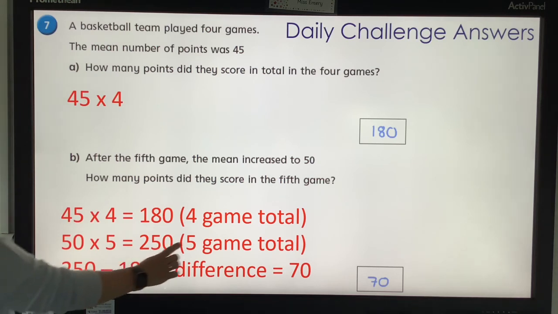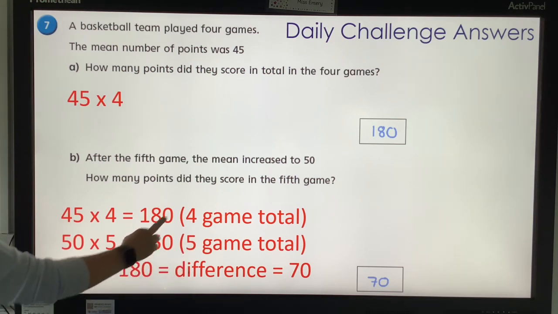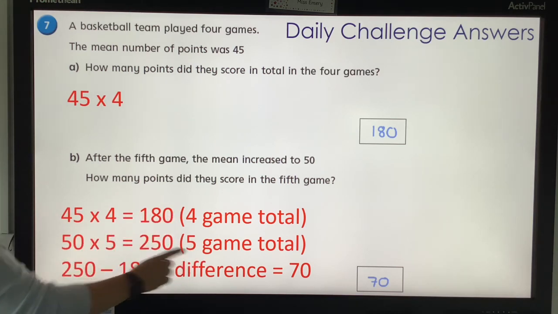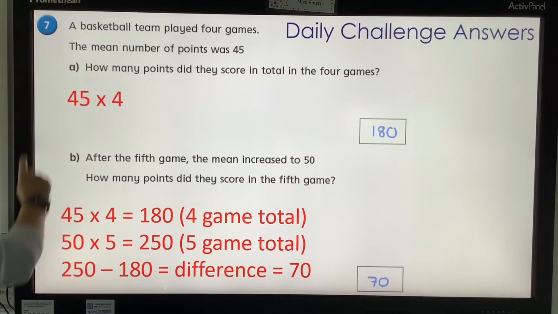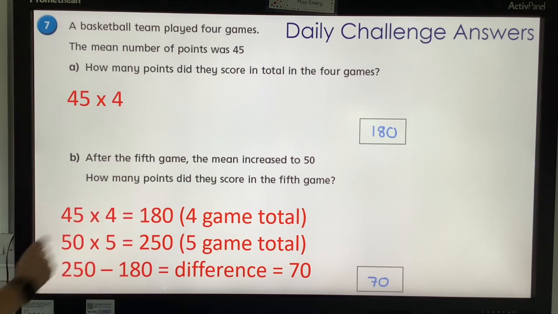So if I take my 5 game total and remove my 4-game total, I am left with 70. 250 take away 180 is 70. So 70 points were scored in my 5th game. Here I know 4 games, here I know 5, so that must be how many were scored in that 5th game. Very well done if you got that right.